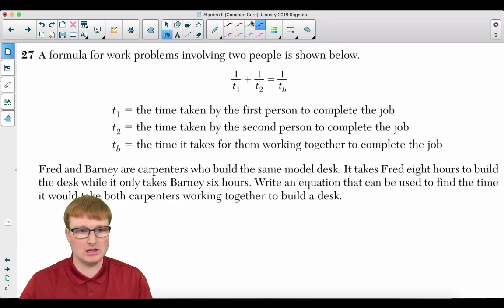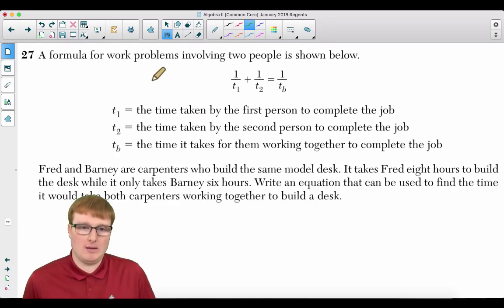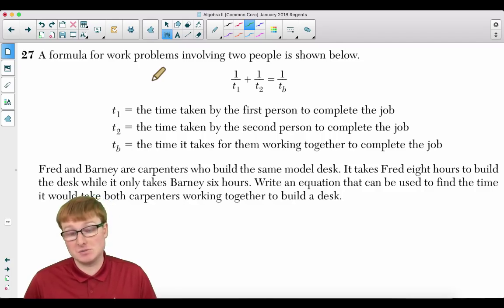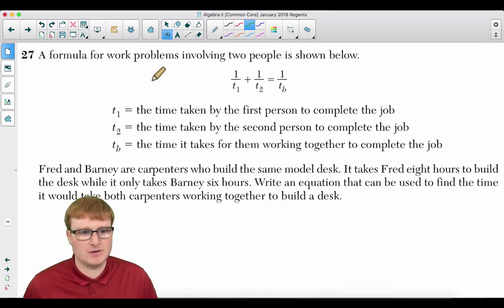A formula for work problems involving 2 people is shown below. Time 1 is the time taken by the first person to complete the job. Time 2 is the second person to complete the job. And TB is the time for both of them to work together. Fred and Barney, the 2 random names, are carpenters, no offense if your name is Fred or Barney, who build the same model desk. It takes Fred 8 hours to build the desk, while it only takes Barney 6 hours.